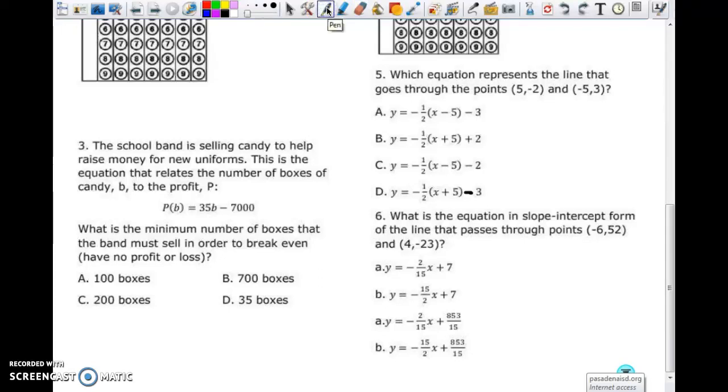Okay, for this video, I'm doing 5 through 7. This one is which equation represents the line that goes through the points (5, -2) and (-5, 3). By looking at my answer choices, my equation looks a little different. It kind of looks a little familiar. I don't know if you recognize it.